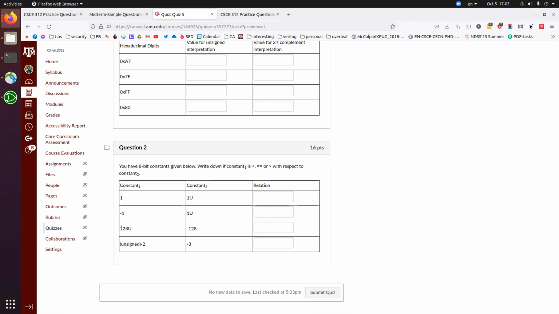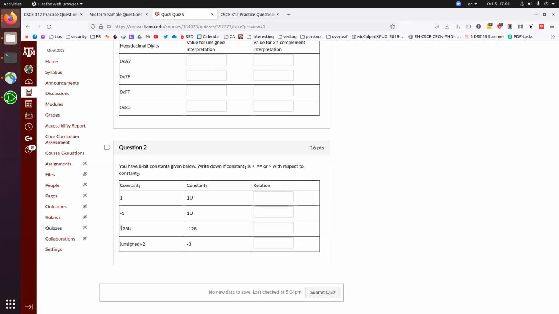I have some questions here. Let me see what the question is. So do we compare the binary representation of constant 1 and constant 2, or the 2's complement of the binary representation? It depends on what's given. For example, in the last part, we have unsigned -2. So we need to compare the unsigned value of the binary representation. Whatever the binary 2's complement representation we have, we compare that with the -3 number. So that would be greater.